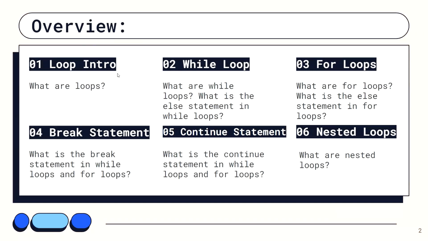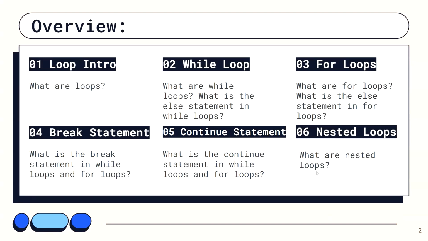First, we're going to be going over loops and what loops are. Then we're going to be going over while loops and the else statement in while loops. Then for loops and the else statement in for loops. Then the break statement: what is the break statement in while loops and in for loops? Then the continue statement: what is the continue statement in while loops and for loops? And finally, nested loops. What are nested loops?